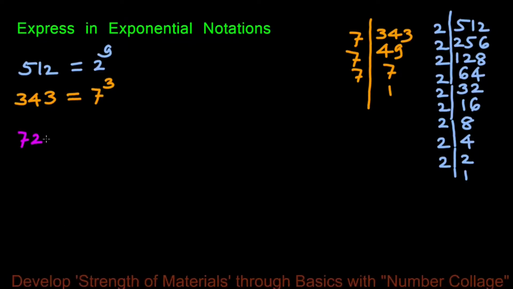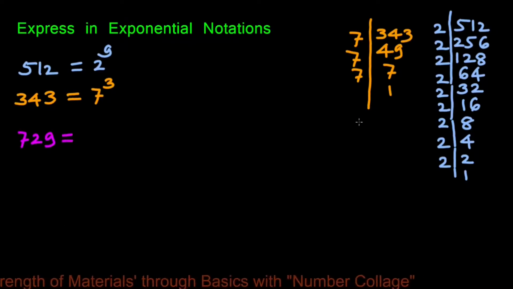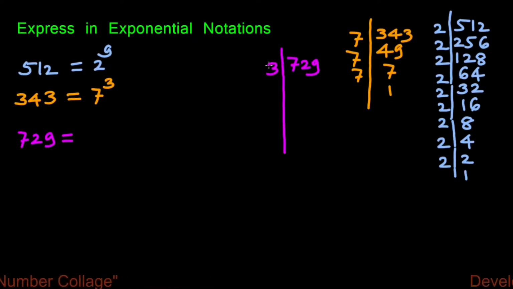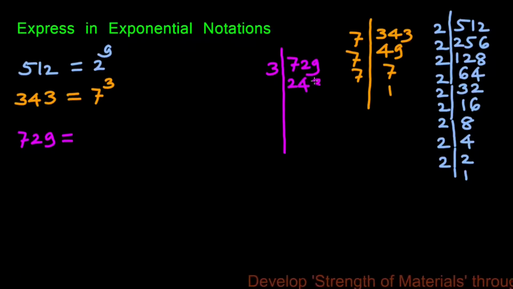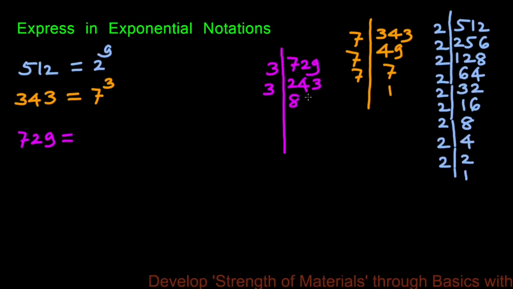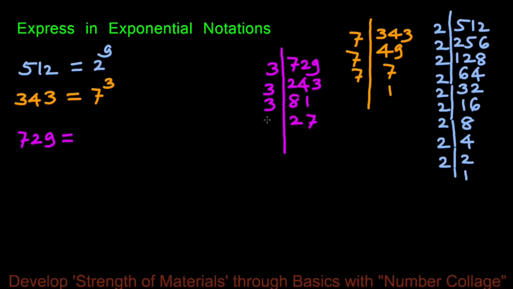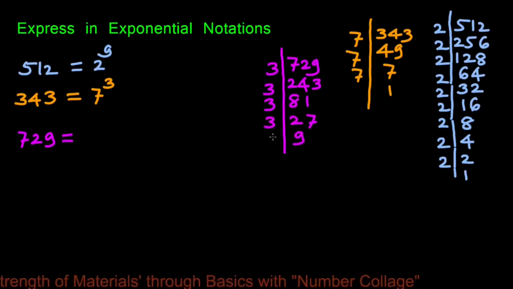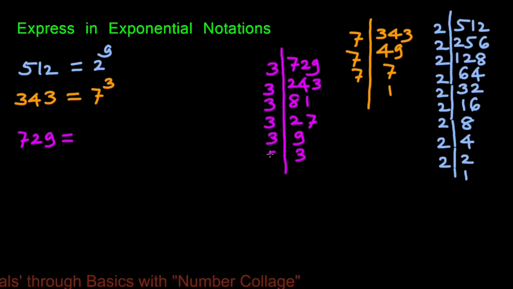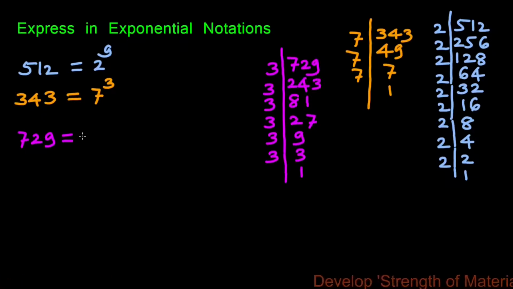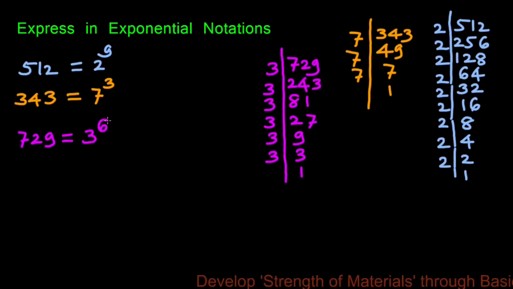Next is 729. We will find prime factors of 729. 3 2s are 6, 3 4s are 12, 3 3s are 9, 3 8s are 24, 3 1s are 3, 3 2s are 6, 3 7s are 21, 3 9s are 27, 3 3s are 9, and finally 3 1s are 3. So here 3 is multiplied 6 times, so therefore 729 will be 3 raised to 6.